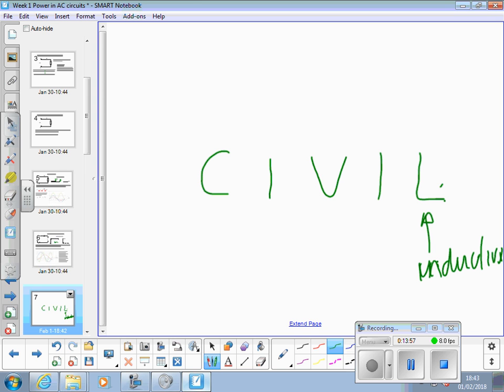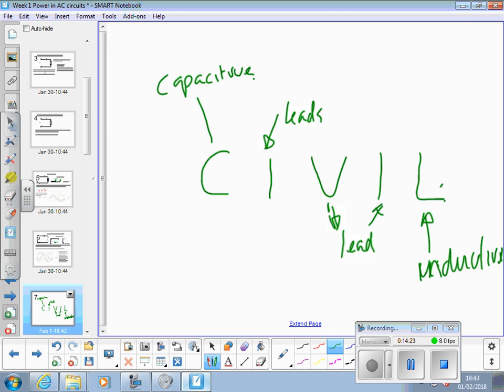Voltage leads current. It's ahead of it in the word. Yeah? Capacitive circuit. Current leads voltage. Yeah? So that's a way to check.